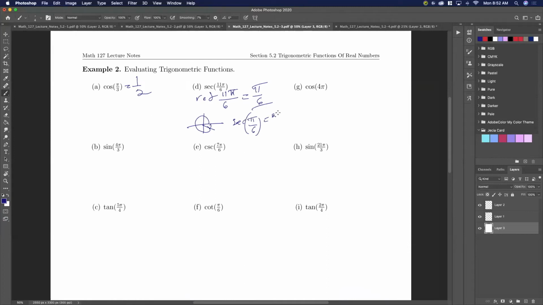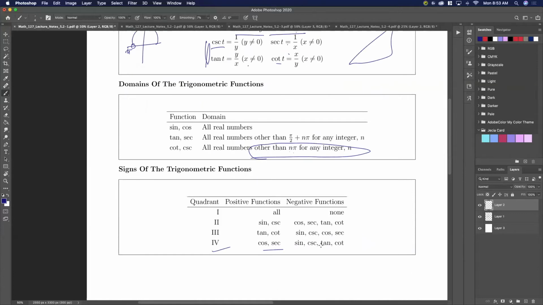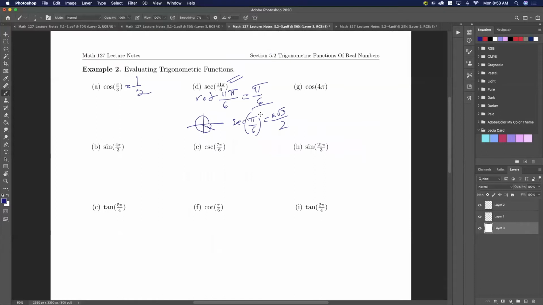It's 2 square root 3 over 2. Now, in order to answer my question, we need to go back to this first one. We're in quadrant 4, and secant is positive, and so it's actually the same. So here we can say, well, this is 2 square root 3 over 2, so this is going to be 2 square root 3 over 2.